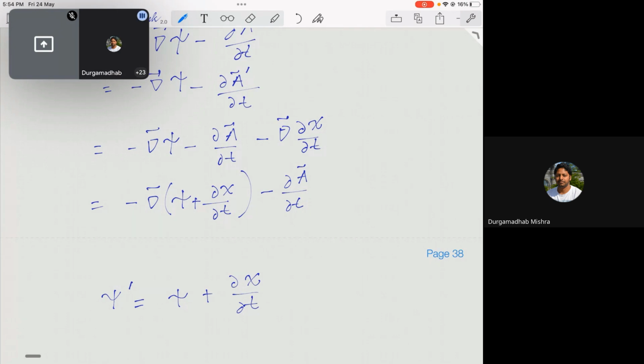Okay, so one thing is we can write these Maxwell's equations in terms of scalar and vector potential, and if we do a transformation of any of the potentials, the other potential is affected because there is a relation between E and B. So in order to keep E and B invariant under this transformation, if one of the potentials is affected, the other one is also affected.